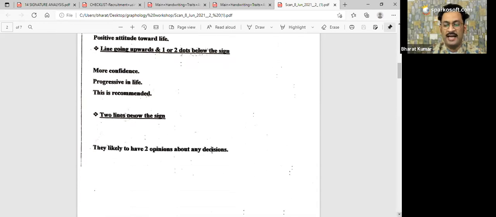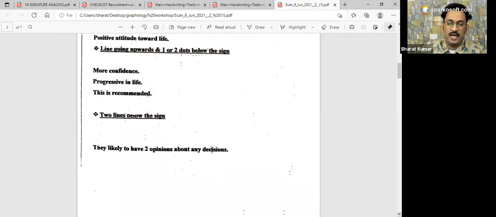If you have two lines below the signature, it means you have a dilemma or a confused state. What does it mean by dilemma or confused state? It means simply, yeah, wait, yeah, Meena, I will tell you. If you have two lines, you always have two opinions about every decision. So for a good post, like manager, where decision making is required, these people are not considered good, having two lines after the signature. Actually, yeah, if no line, no dot, lack of confidence, okay, sometimes a signature without a line can be considered good. Today we have to understand that.